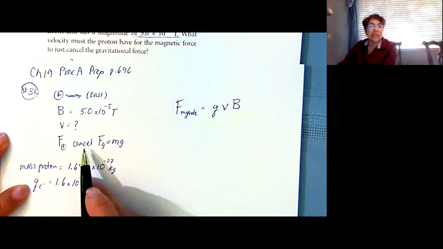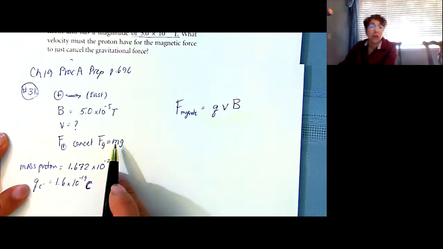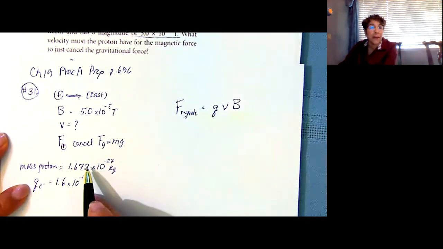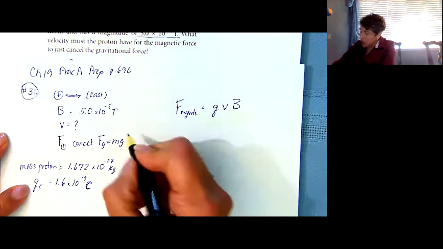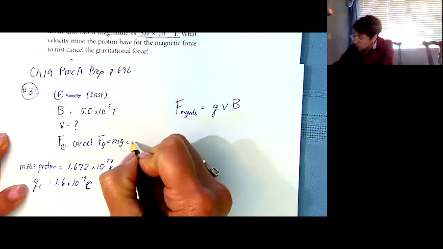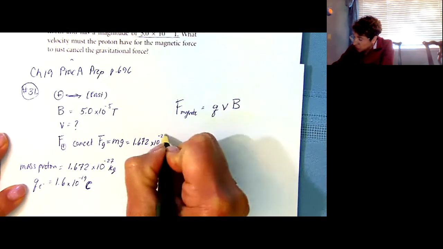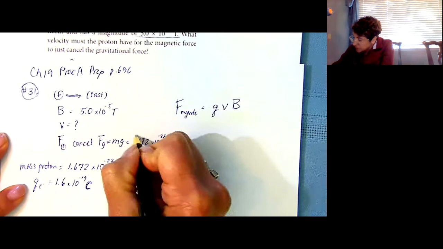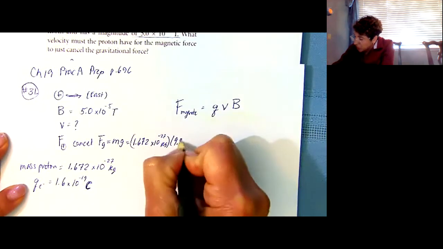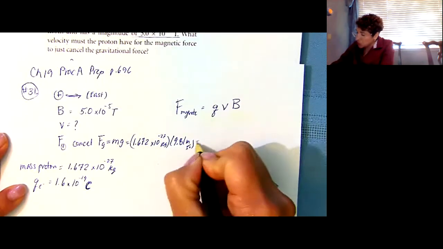All right, so I need to have the magnetic force cancel out the gravitational force. Well, we need to figure out what this force is. We need to figure out what mg is. Here's my m, and the g, you guys probably all know, is 9.81 meters per second squared. So I've got 1.672 times 10 to the negative 27 kilograms, all that times 9.81 meters per second squared, and that'll give me newtons.